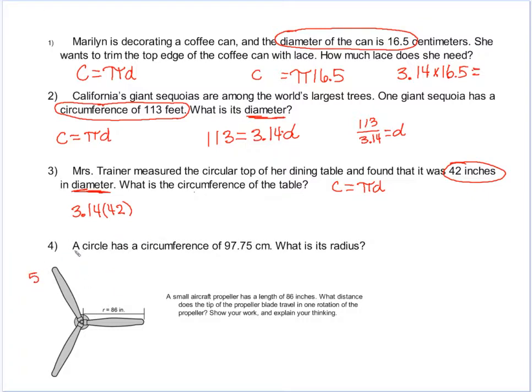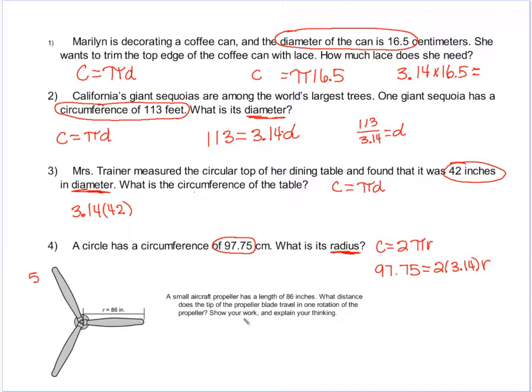Number 4, this one's number 5. They're just close. A circle has a circumference of 97 and 75 hundredths. What is its radius? Okay, now radius, I'm going to use the other equation. Circumference equals 2 pi r. So the circumference is 97 and 75 hundredths equals 2 times 3.14 times r. So do what you can to simplify and then do the inverse. Simple two-step equation, you can do it.